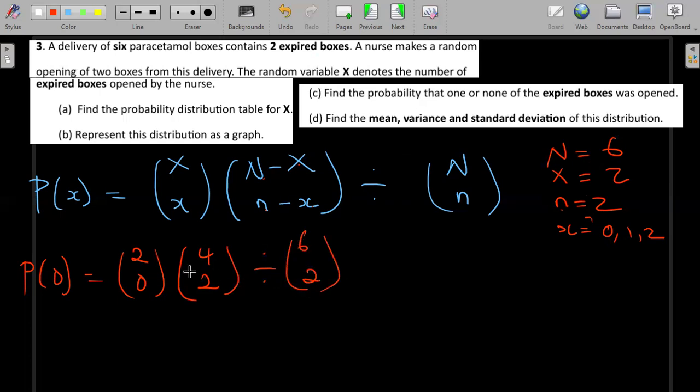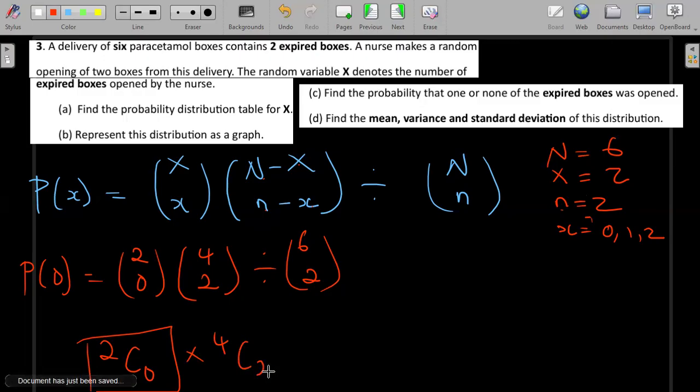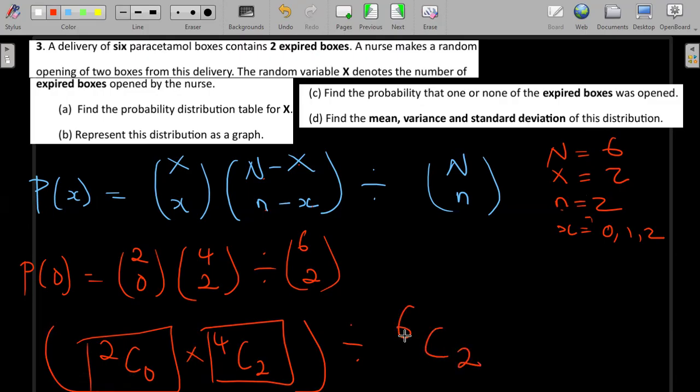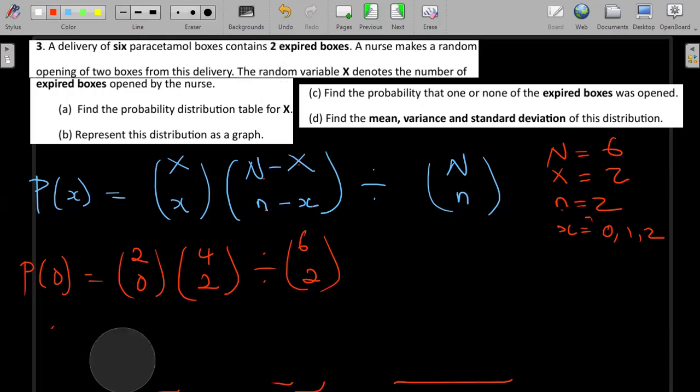All right, so these are combinations. You punch this on your calculator. So you say 2 combine 0. If you want, you can write it like this. Then multiplied by 4 combine 2. And then the product of these, you divide by 6 combine 2. So you do this on your calculator. All right, so let me punch these values now.